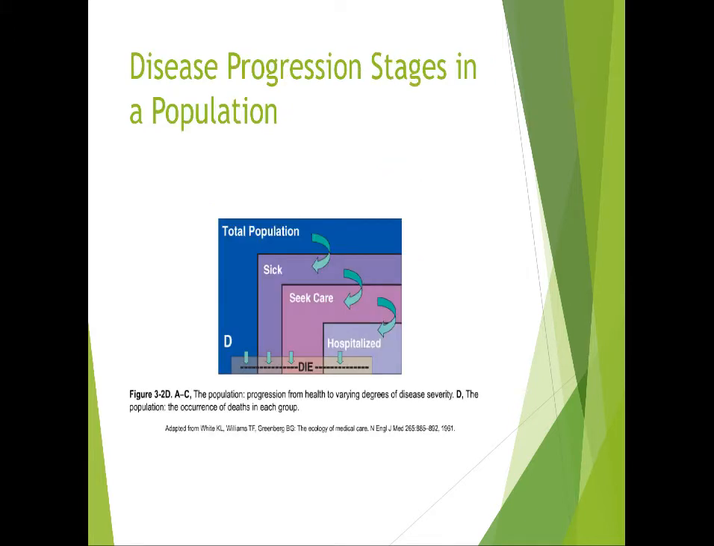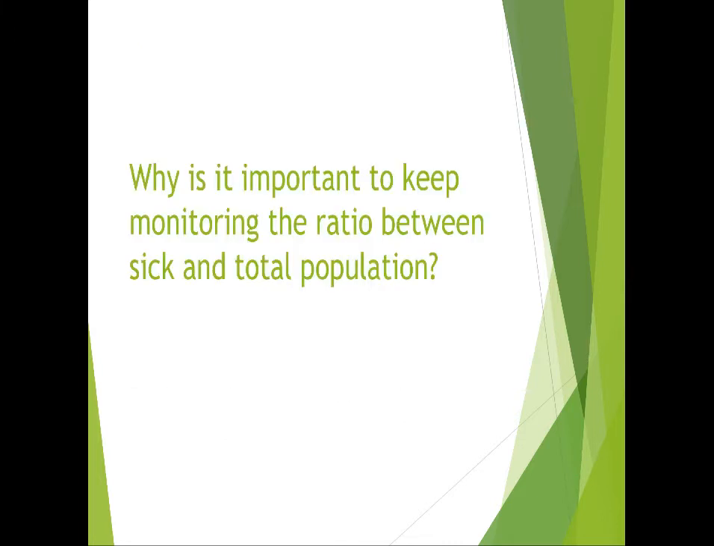Here again, you can observe the progression of disease in a population, but do notice that death can occur in any of these rectangles. So why is it important to keep monitoring the ratio between sick and the total population? What do you think? We need to keep monitoring in order to prepare accordingly. We cannot manufacture vaccines overnight, and we cannot create successful interventions if the disease gets out of control.